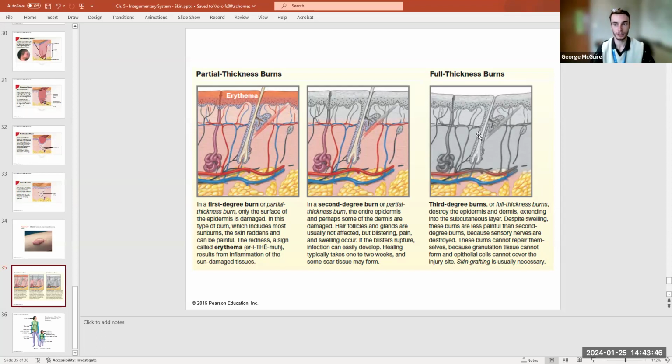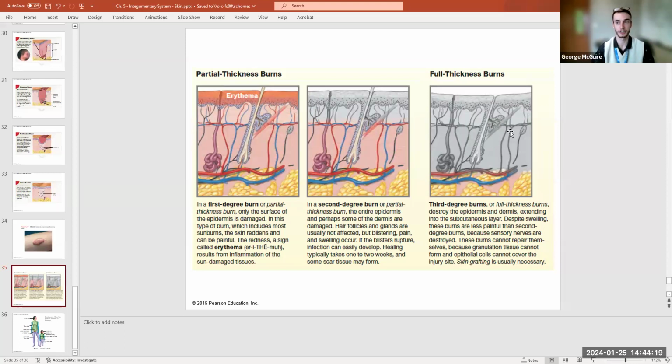And then lastly, 3rd degree burns extend all the way to the subcutaneous layer, to the hypodermis. And so strangely, this would be likely the least painful of the burn types, because you've essentially burned up any of the nerve endings that would have produced that damage response, or have produced that feeling of pain, right? Because the burn has extended all the way to the subcutaneous layer, completely removed or damaged your entire portion of your skin here.